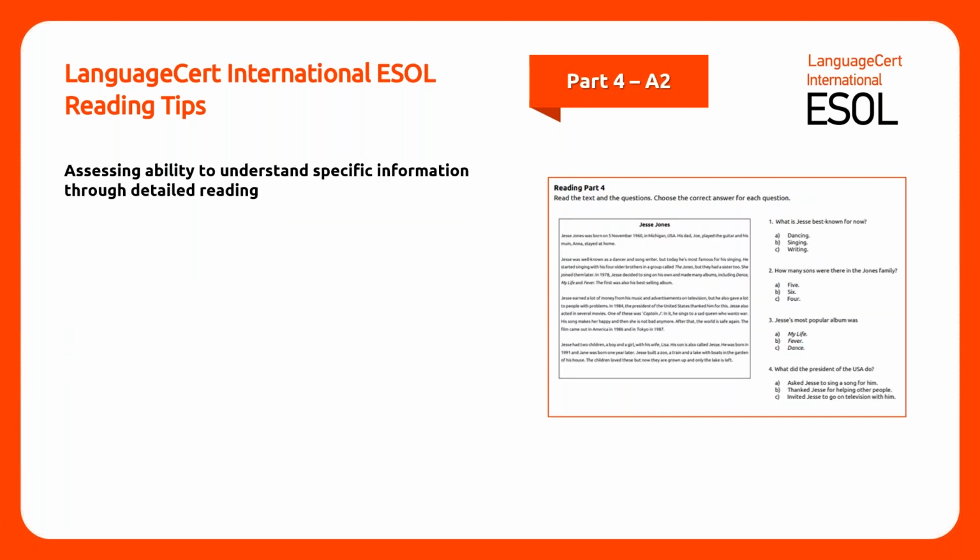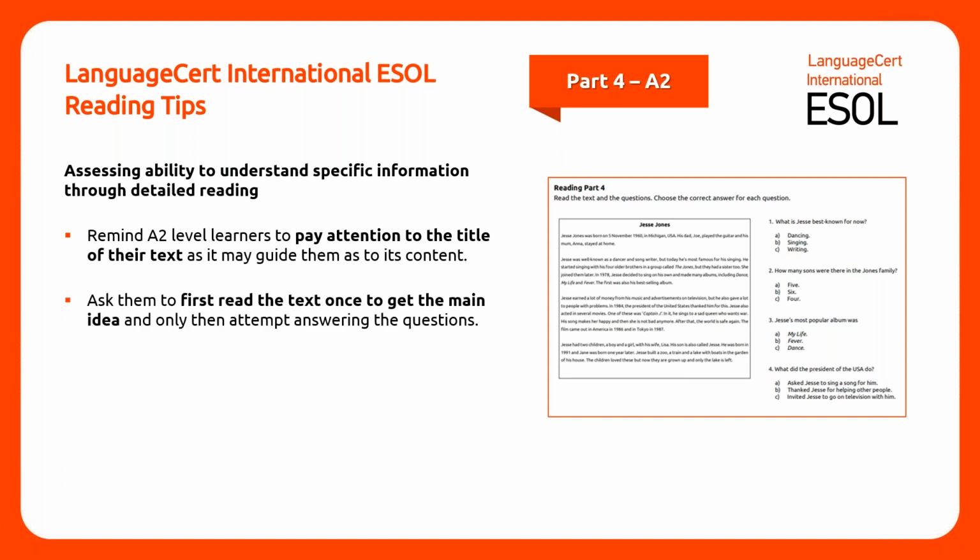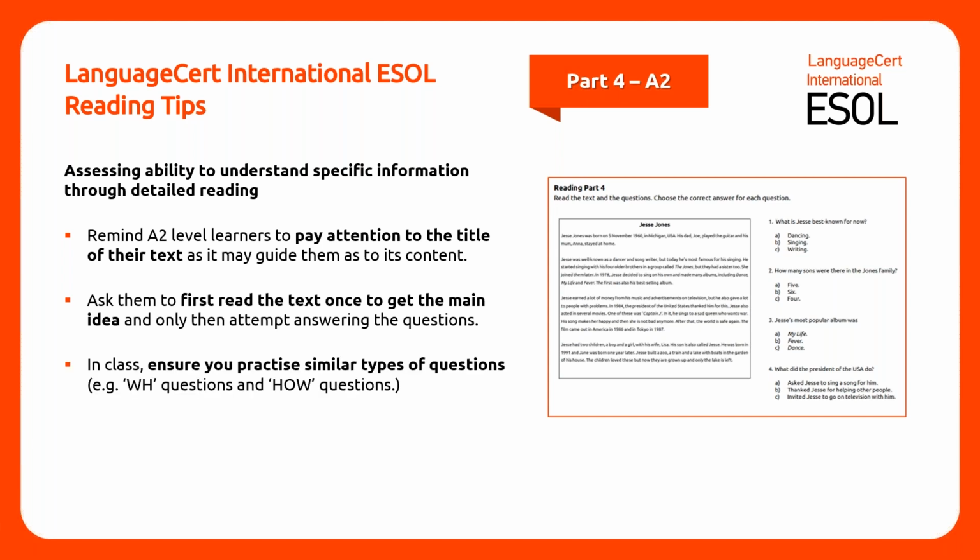Part 4 at A2 level, assessing ability to understand specific information through detailed reading. Remind A2 level learners to pay attention to the title of their text, as it may guide them as to its content. Ask them to first read the text once to get the main idea and only then attempt answering the questions. In class, ensure you practice similar types of questions, the where questions and how questions.